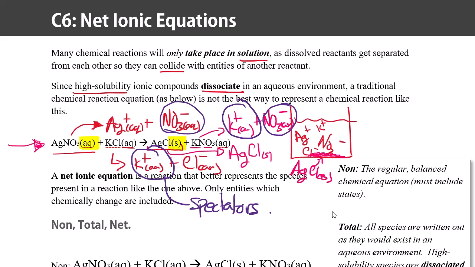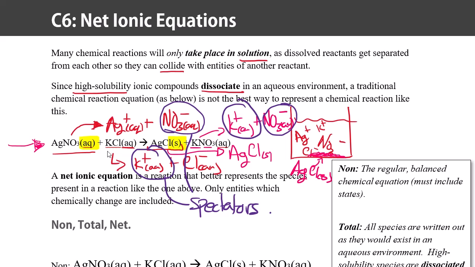They're like spectators in a sports game, right? The spectators in a sports game don't actually participate in the sport. They're just kind of hanging around on the periphery. That's what's happening with our spectators here. So the potassium ions and the nitrate ions in this case are spectators.